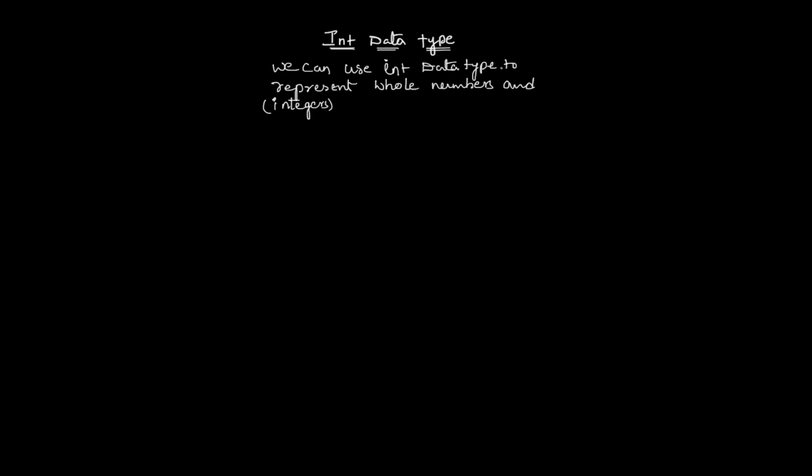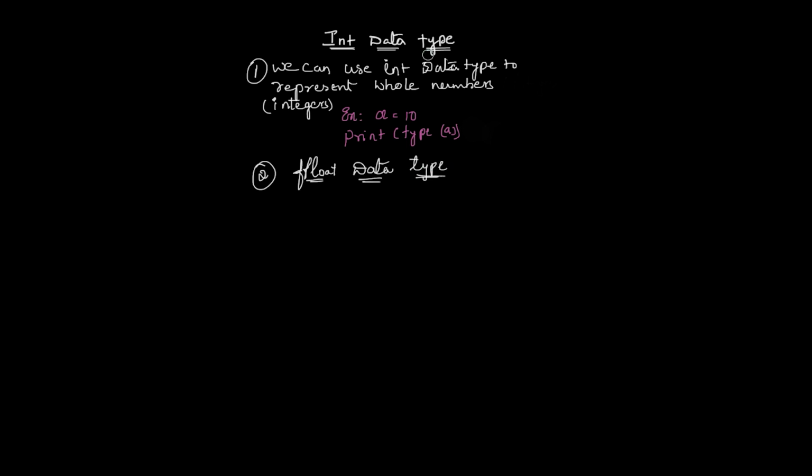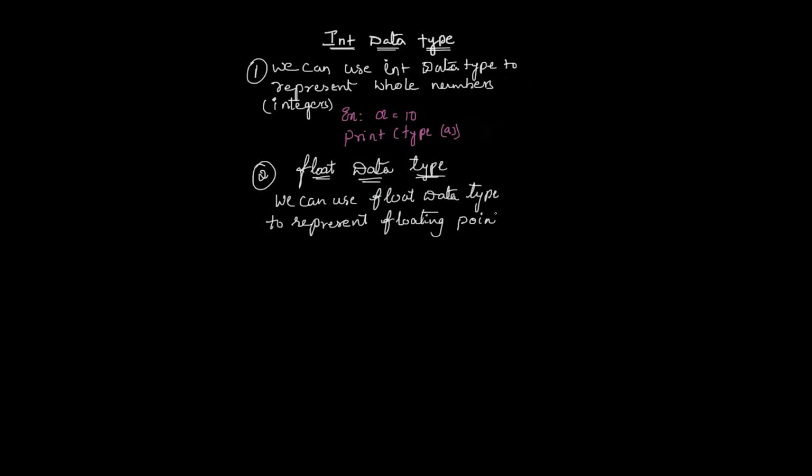Int data type. We can use int data type to represent the whole numbers, nothing but integers. Example 9, 10, 8, anything we can take. It comes under integers. Next, float data type. We can use float data type to represent the floating point, just like decimal value. For example, 45.09 or 31.5, 2.5, 3.5. All this comes under float data type.